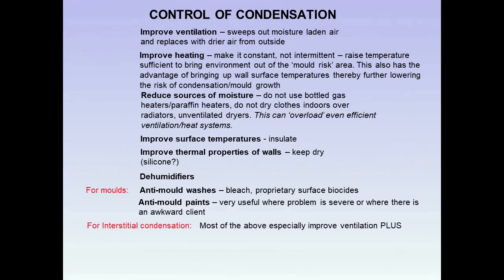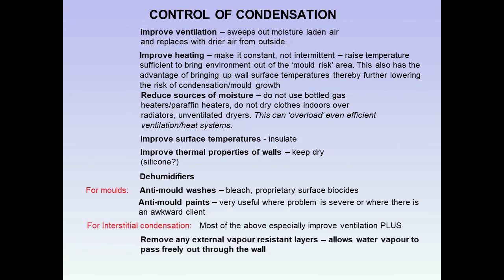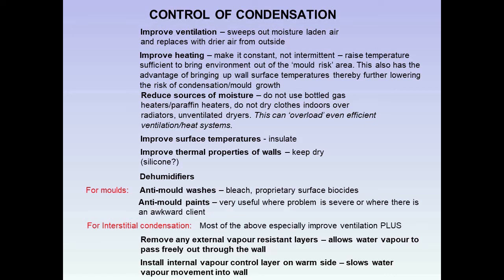For interstitial condensation, most of the above, but especially improved ventilation, plus remove any external vapor-resistant layers. This will allow water vapor to pass freely out through the wall. And install an internal vapor control layer on the warm side. This slows the water vapor into the wall, thus reducing the risk of interstitial condensation.